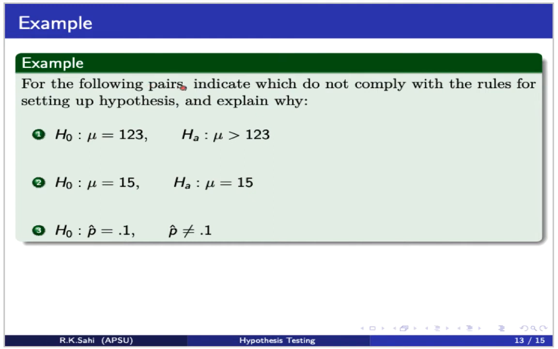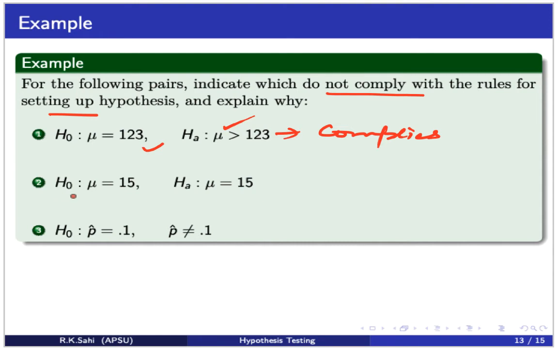For the following pairs, indicate which do not comply with the rules for setting up hypotheses and explain what the problem is. So the first one, H sub 0: the mean, that's the parameter, equals 123. This is perfectly fine because we have a parameter and an equal sign with H0. Then H sub A, the alternative: the mean is strictly greater than 123. This one complies beautifully. So we have no issues here. Everything is fine.